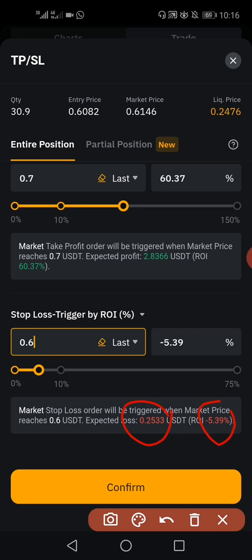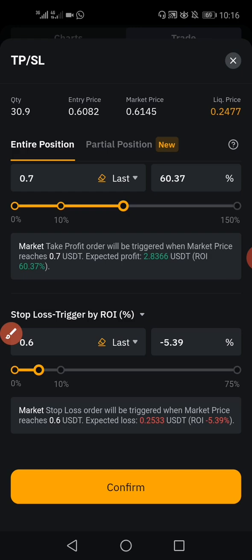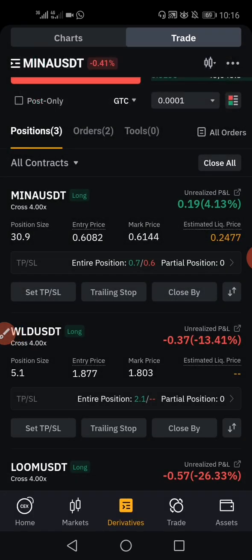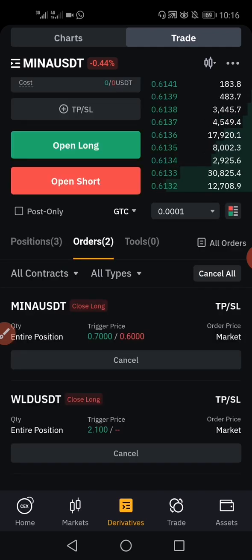So once I'm able to set these two things, I will now click confirm here. You can see I've already put confirm. So I've given the order, you can see. It will come to this order, you can see take profit at 0.7 and stop loss at 0.6. Okay, so that is what it is. That's another way of managing risk.